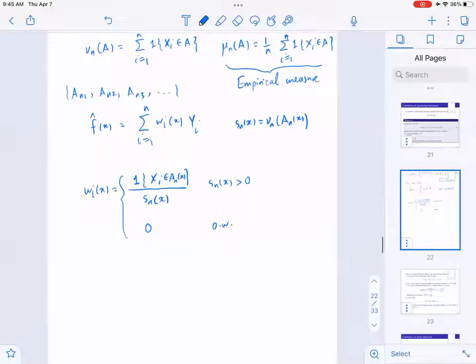So these are sub-probability weights, in the sense that the summation of Wi(x) is always less than or equal to 1. If there is one data point in the cell, it would always be 1. If it's empty, we define it to be 0. So this satisfies the boundedness condition. This was one of the assumptions, the second assumption, and these weights are non-negative, obviously.